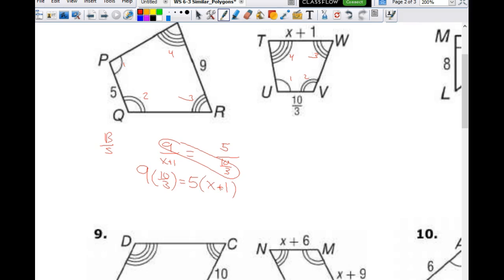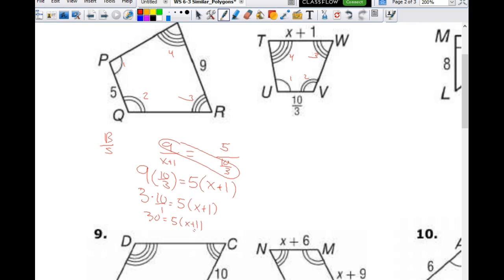I want you guys to stop for a second. Can this be simplified right here? Yes. What's 9 divided by 3? 3 over 1. So we have 3 times 10 over 1, which is equal to 5 times x plus 1. 3 times 10 is 30, is equal to 5 times x plus 1. Now there's a reason why I didn't distribute, Blake.